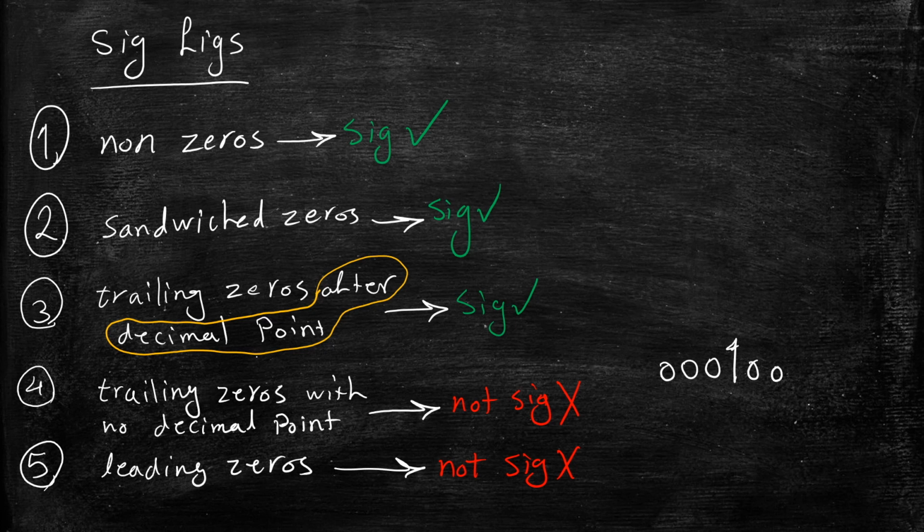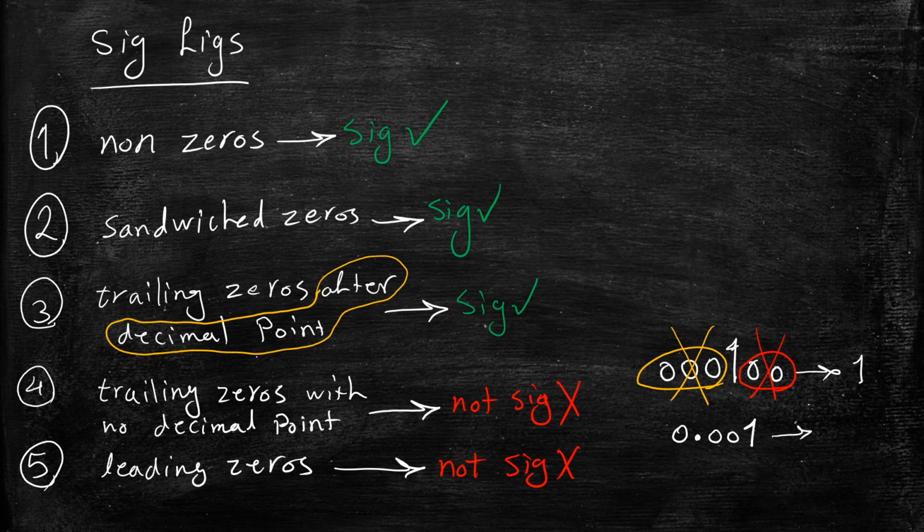They're not significant. So this number, how many sig figs does it have? The leading zeros, they don't count. The trailing zeros in a number that doesn't have a decimal point, they don't count. So this number just has one significant figure. Look at this number, 0.001. How many significant figures are there? Pause the video and try to answer that.